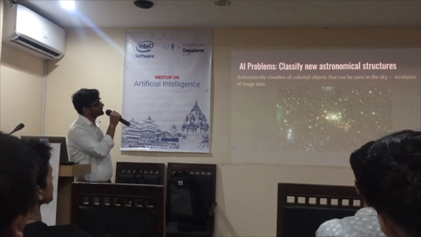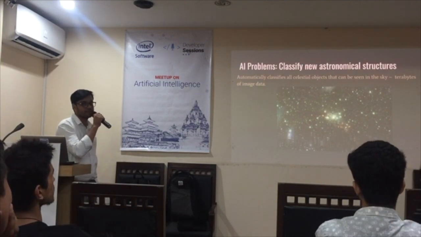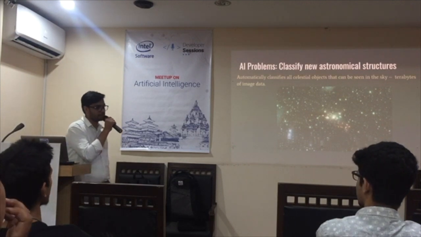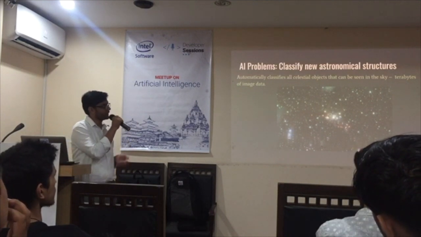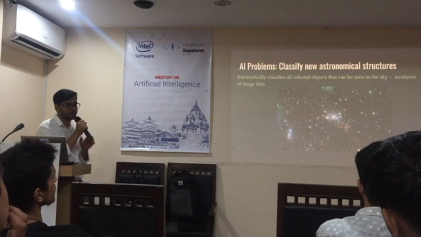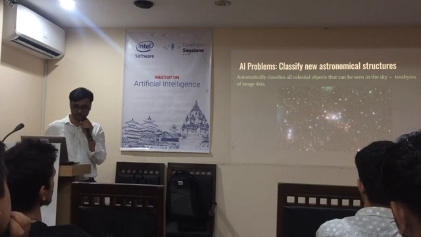Another AI problem is classifying new astronomical structures. There are lots of images or objects in the sky, and the task is to classify those celestial objects. This is terabytes of data. So computationally, if you go for traditional methods, you cannot do this.